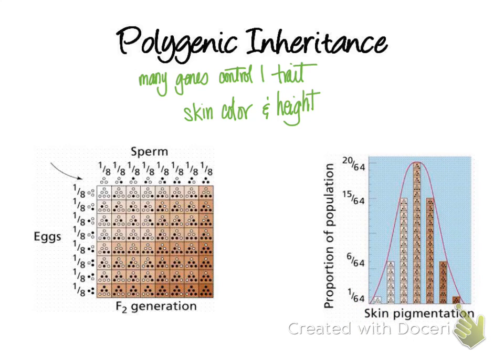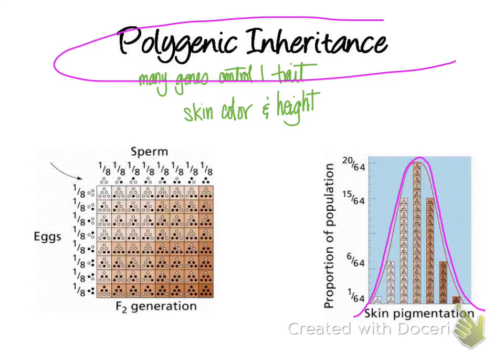This chart here shows something called a normal curve, or a bell-shaped curve, and that is always an indicator of polygenic inheritance, that trait being controlled by more than one gene.